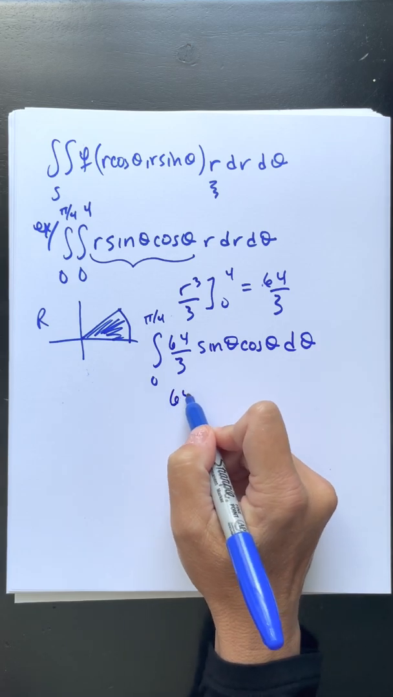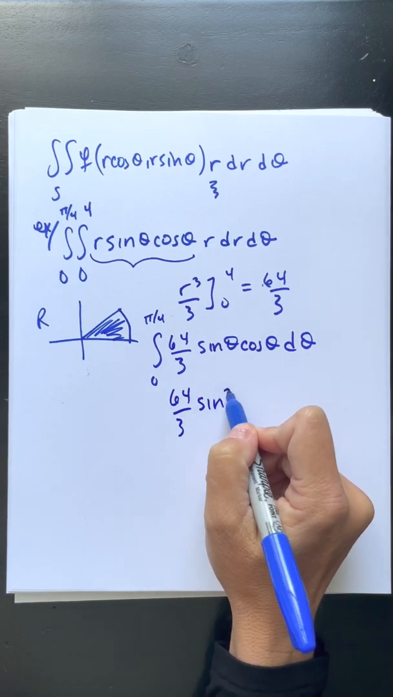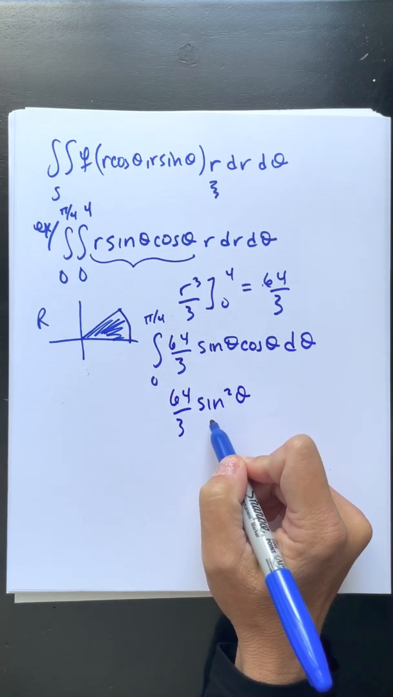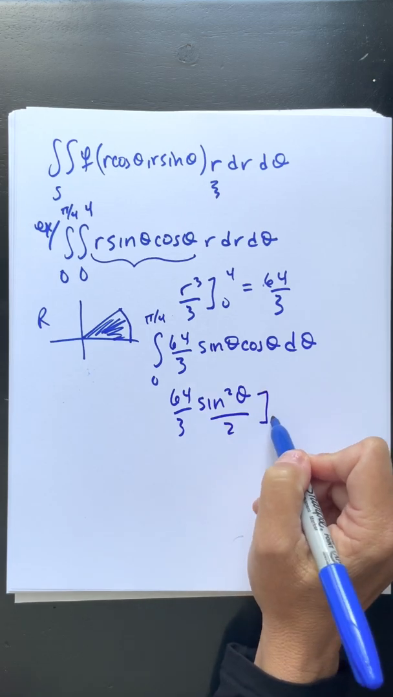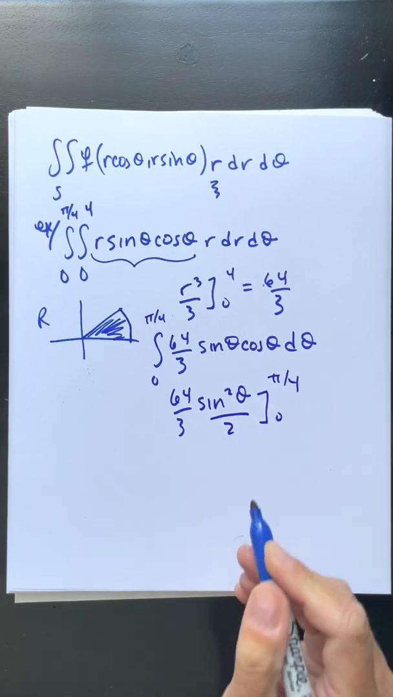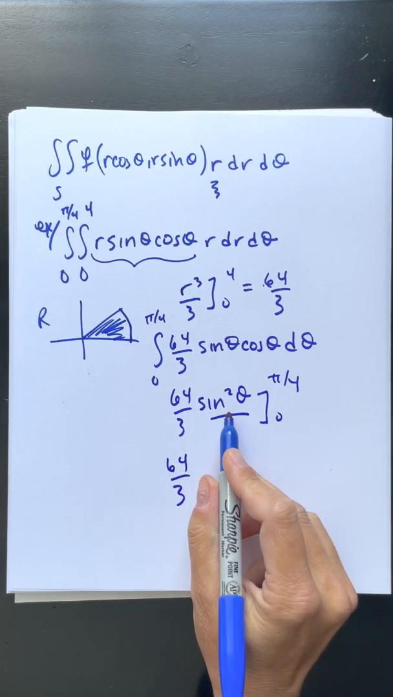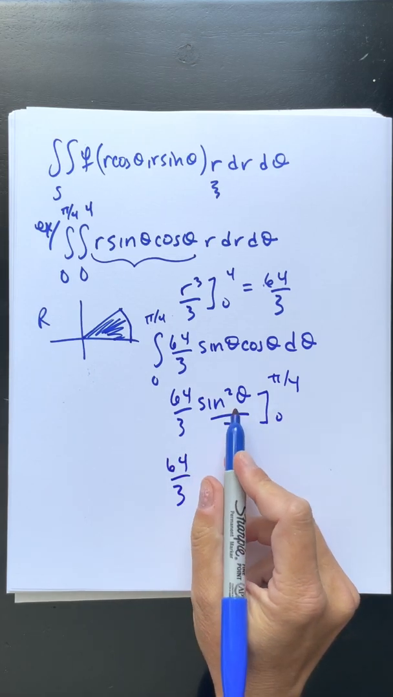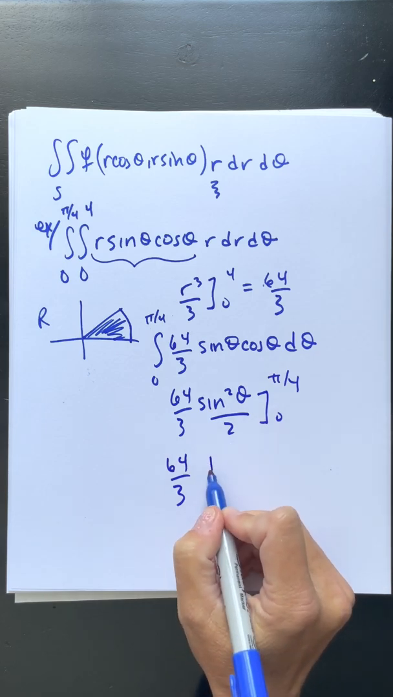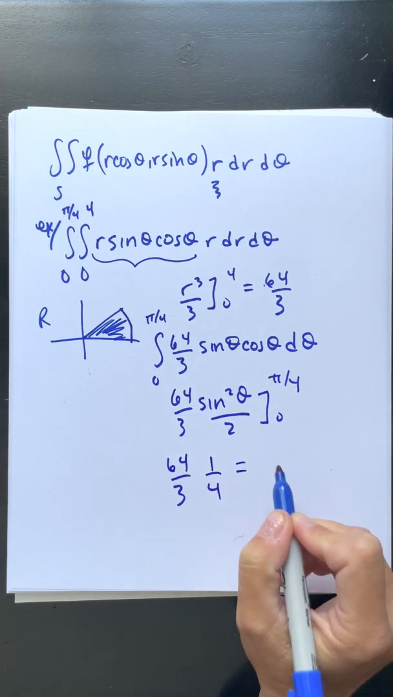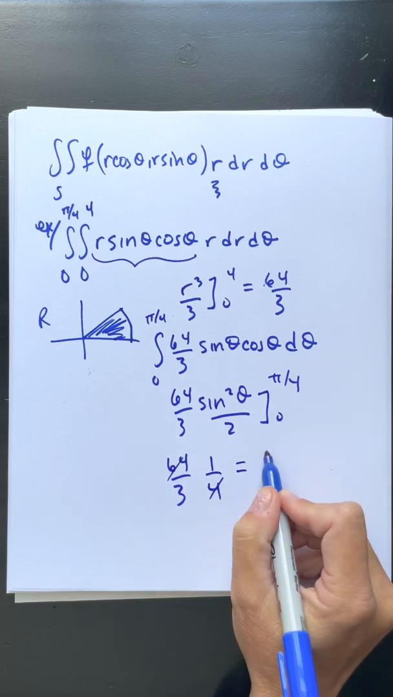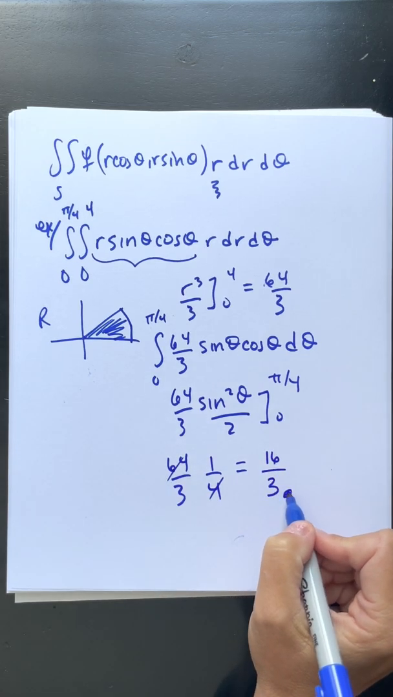I see something and its derivative. So this becomes 64 thirds sine squared theta over 2, evaluated from 0 to pi fourths, which is 64 thirds times 1 over root 2 squared, which is 1 over 2 over 2, which is 16 over 3.